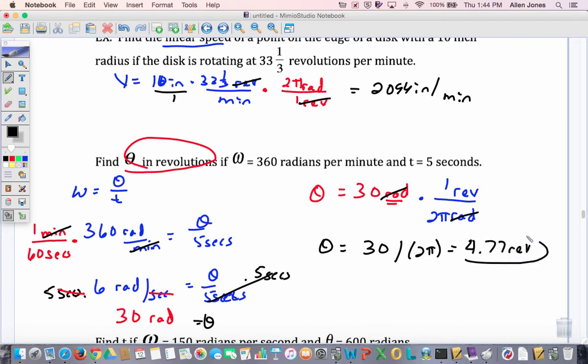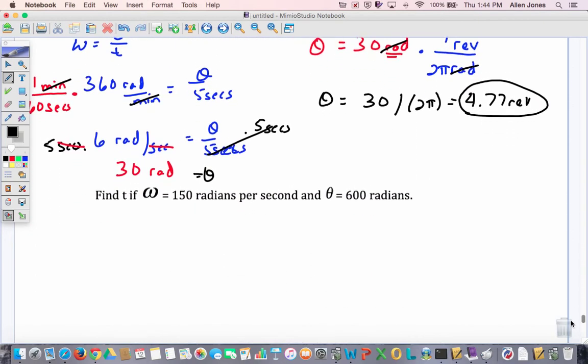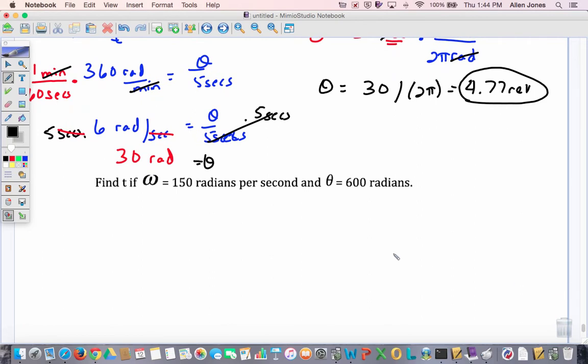But we have 4.77 revolutions when we make our conversion and plug that into our calculator.